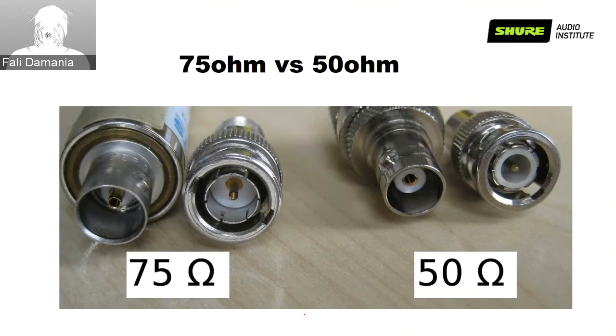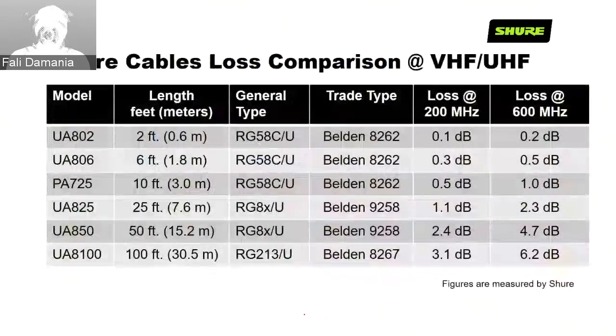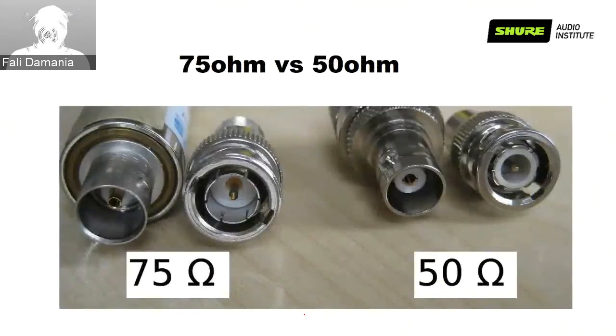Very important to realize this, because sometimes it's hard to make out from the cable whether it's 50 or 75. The markings on the cable might be wiped out, but you can make out very easily with just looking at the connector. So the 75 ohm cable on the left, that's video. The 50 ohm cable on the right is RF. I should say RF/audio, because it's the same cable that's used for MADI as well.